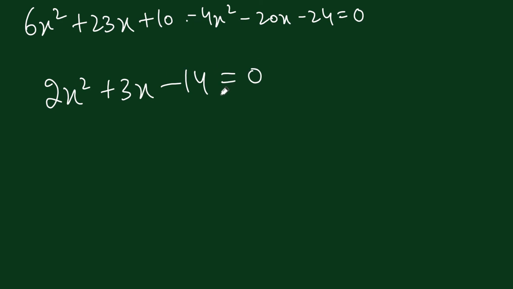It became a quadratic equation. The middle term is 3x, split the middle term into two numbers such that their addition or subtraction should be 3x, but multiplication should be minus 28x square. So this was the factorization method.